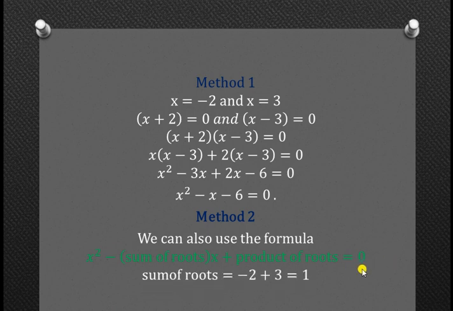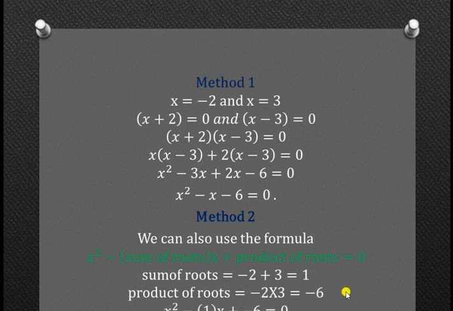Let's do the same number. We are given x as -2, x as 3. So you add -2 and 3, it will give us 1. Get the product. The product of roots will be -2 times 3, which will be -6. Then the next step will just be a matter of substituting for the sum here and substituting for the product here.